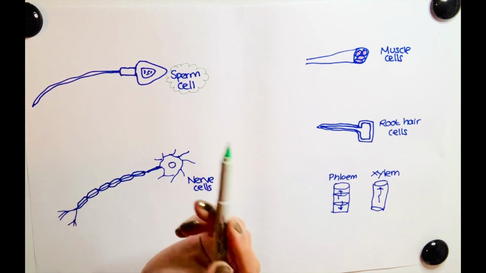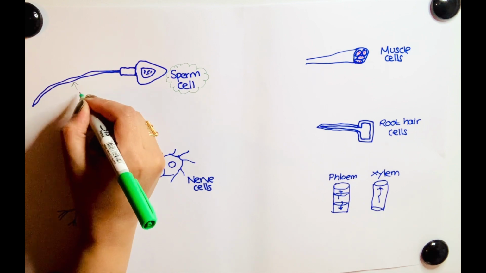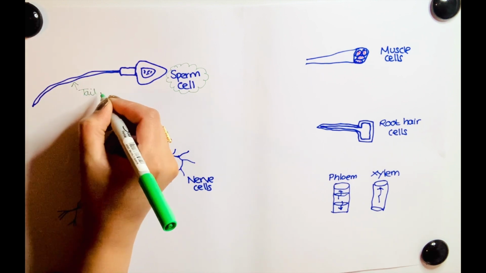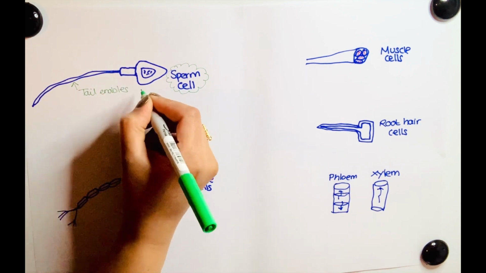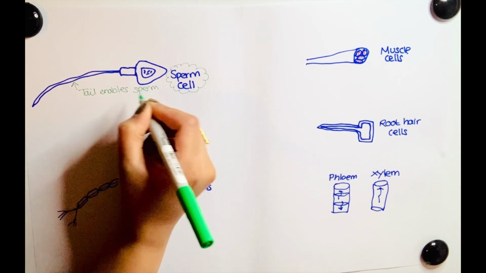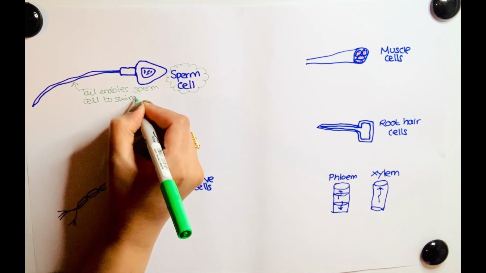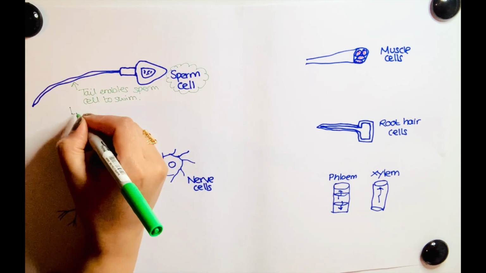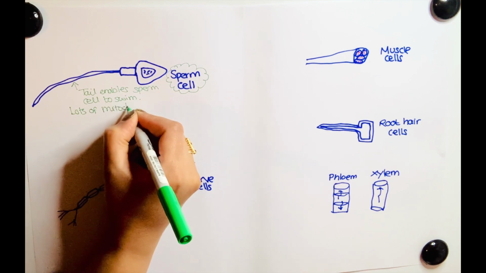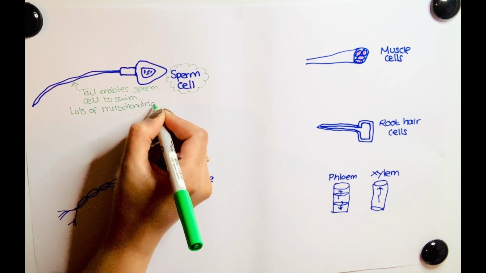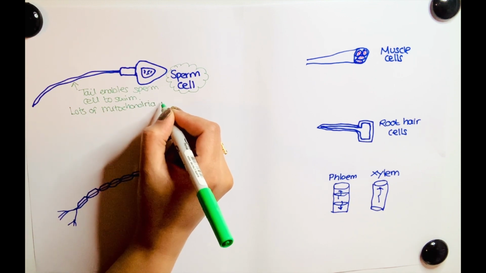Okay, so in terms of specialization, we said the first thing was the tail, which enables it to swim. And we also said that the sperm cell has lots of mitochondria, and remember the mitochondria is where respiration happens, which then provides energy.